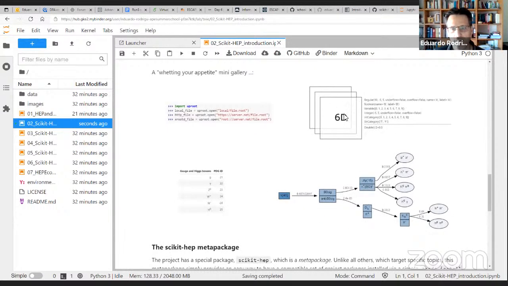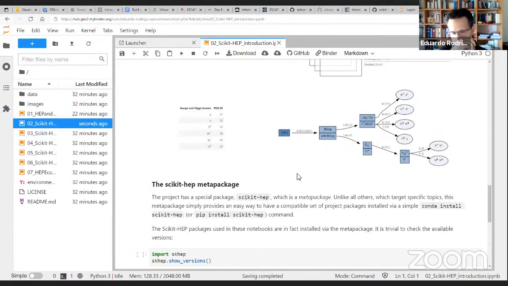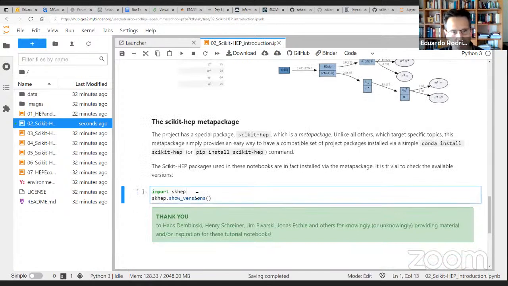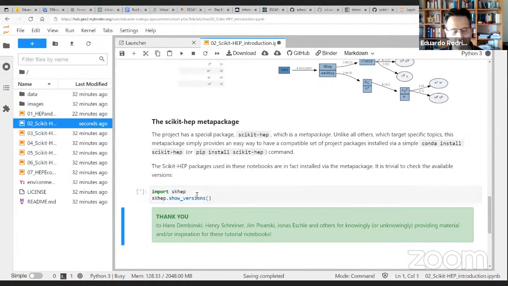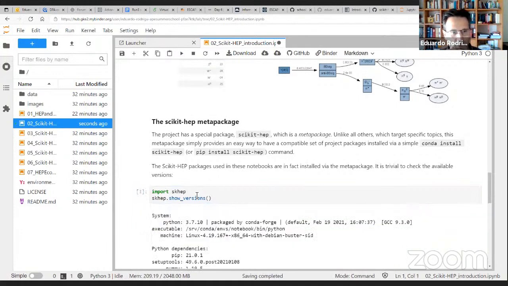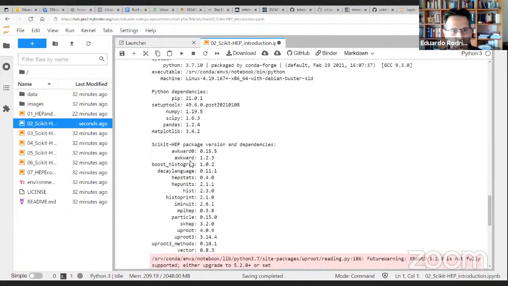So even very fancy histograms, multi-dimensional histograms here, playing with particle information, decays and stuff. I should also mention, by the way, that the project has now, since a year or so, a meta package. So this is the Scikit-HEP name itself, just the name. And in fact, this is the thing that I have used here to install all of these packages.